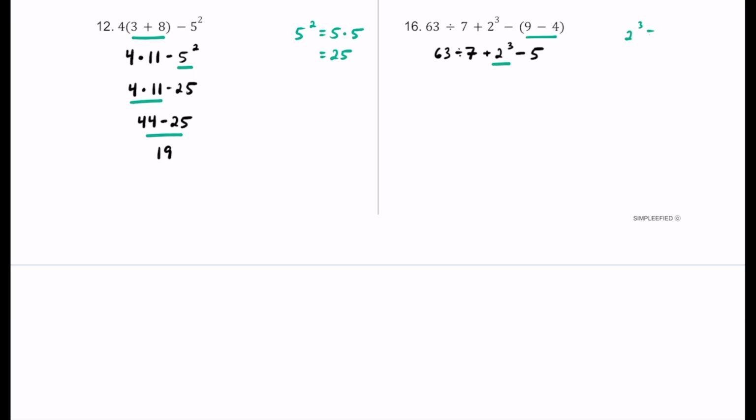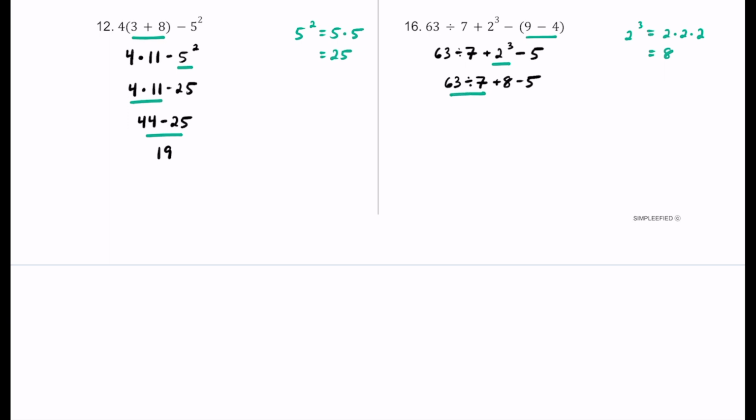2 to the third power, if you're not sure, is 2 times 2 times 2. 2 times 2 is 4, 4 times 2 is 8. So that's the same thing as 8. So let's copy the 63 divided by 7. Let's change this to an 8 and then write minus 5. Out of these three options, division is definitely going to go next.